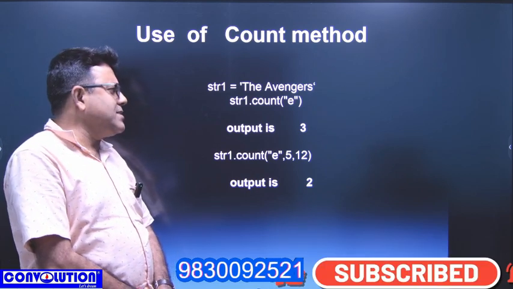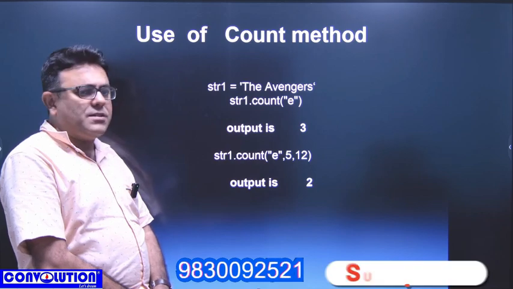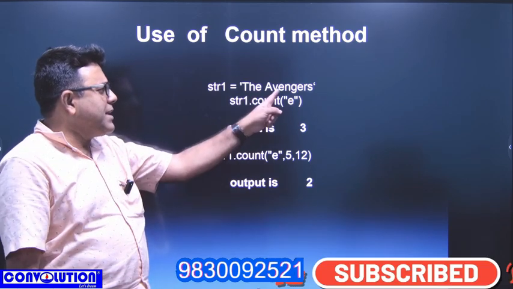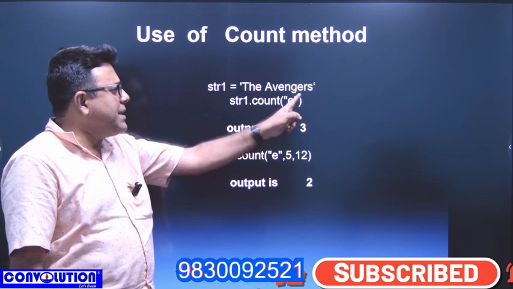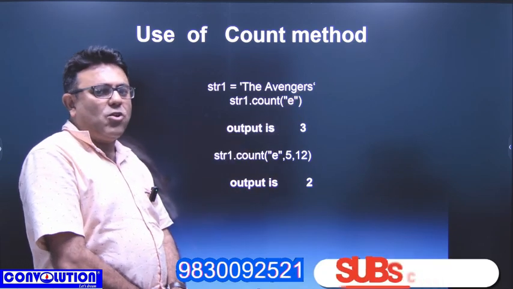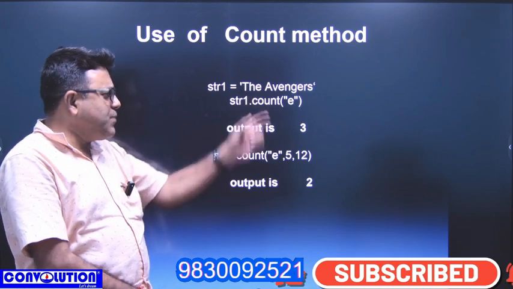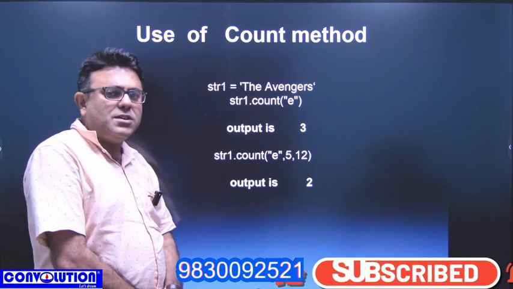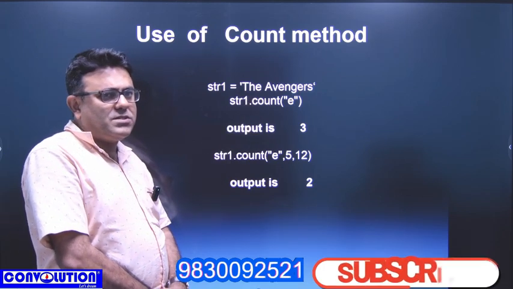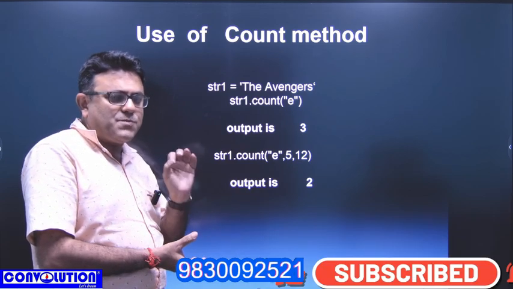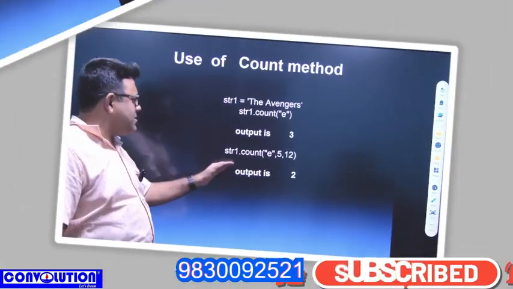If you look at this, it will start counting from the beginning. Here I am getting one E, here another E, here another E. So ultimately my output is 3. If I use this code, the count function will try to find out how many times a specific character is present inside.